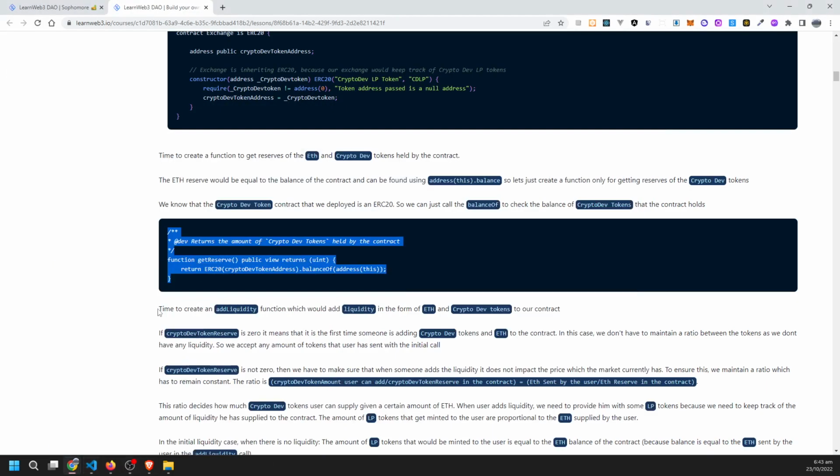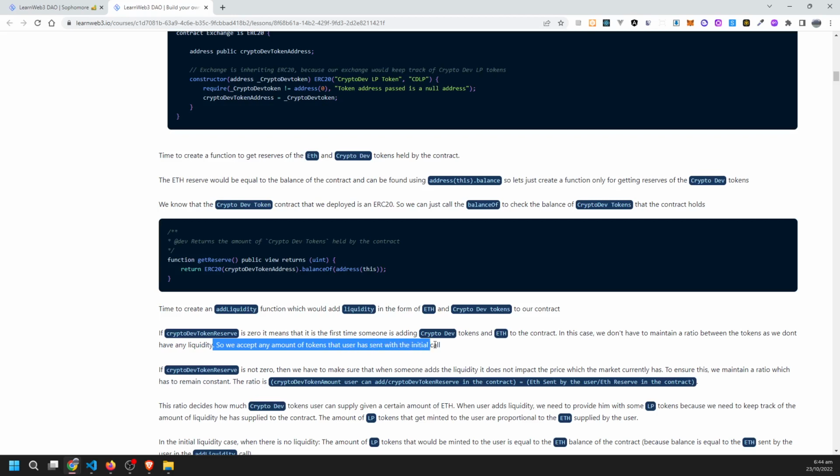Now let's move on. Time to create an addLiquidity function which would add liquidity in the form of ether and crypto dev tokens to the contract. If crypto dev token reserve is 0, it means that it is the first time someone is adding crypto dev tokens and ether to the contract. In this case, we don't have to maintain a ratio between the tokens as we don't have any liquidity. So we accept any amount of tokens that the user has sent with the initial call.